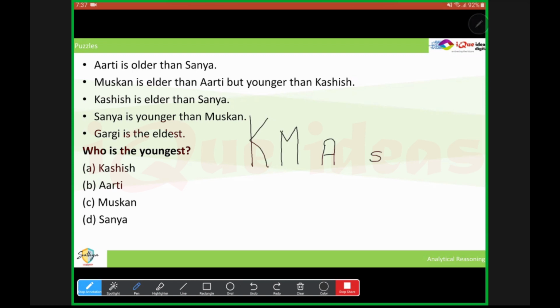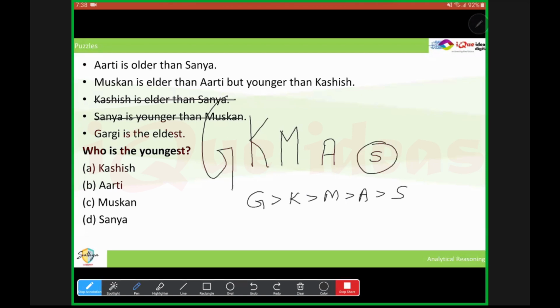Now, the third clue, Kashish is elder than Sanya, I don't require because already the data is enough from the two previous lines. Sanya is younger than Muskan, again I don't need this information because the first two clues already told me that. Using the last line, Gargi is the eldest. Now I can identify that Gargi is elder than Kashish, is elder than Muskan, is elder than Aarti, is elder than Sanya. So now it is easy to identify who is the youngest. Obviously, the youngest person in this group is Sanya.